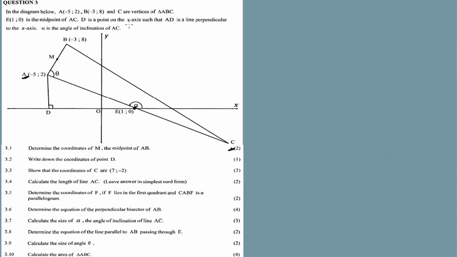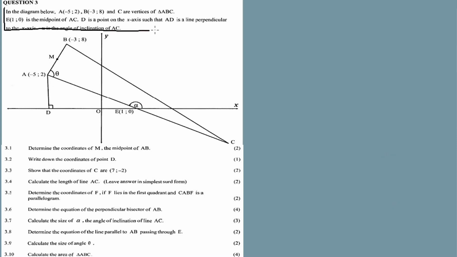D is the point on the x-axis such that AD is a line perpendicular to the x-axis. So now connect D to A, and I get a perpendicular line, right? In such a case where a line is perpendicular, it means that the coordinates of A and D will share an x coordinate. Then we have the last part of the statement: alpha is the angle of inclination of line AC.